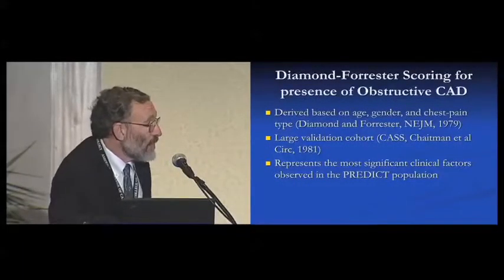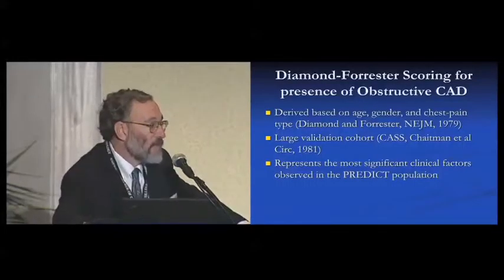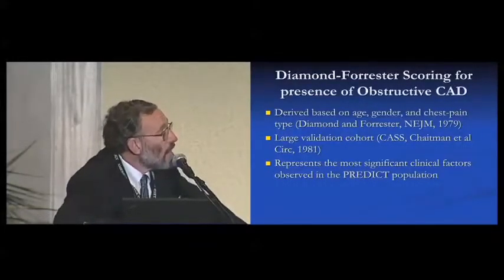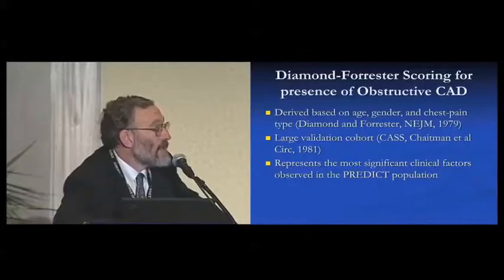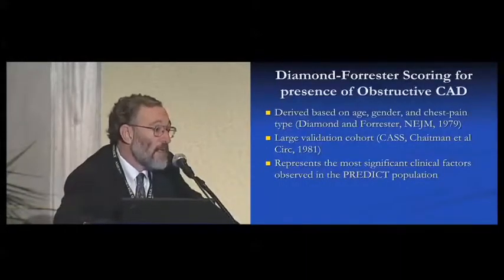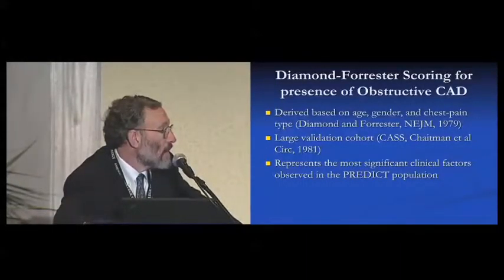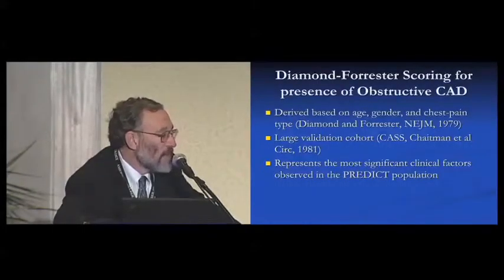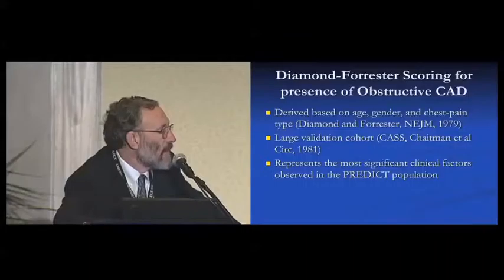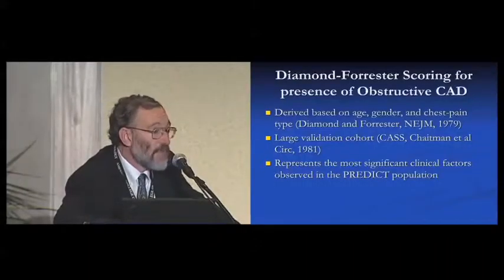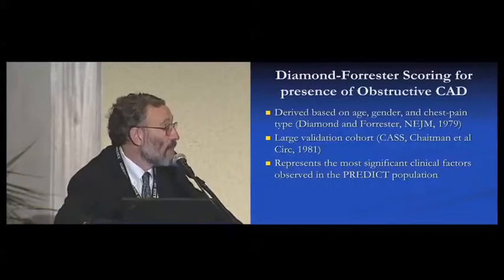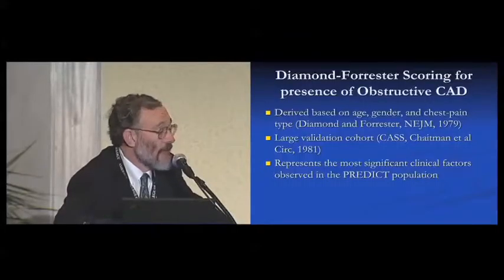When we looked at Diamond-Forrester, I think Alexandra did a nice job covering this. One final point is that this was validated in a large independent set by Bernie Chapman and coworkers. And also, the variables shown here, age, gender, and chest pain type, really represent the most significant clinical factors that we observed in the PREDICT population as well. So it seemed like a good match.